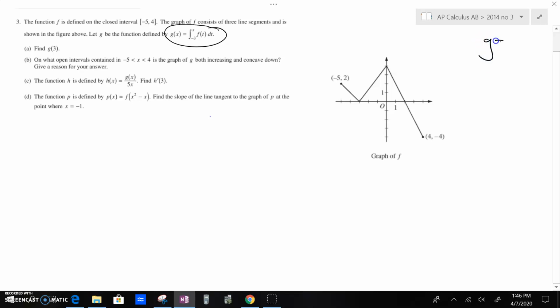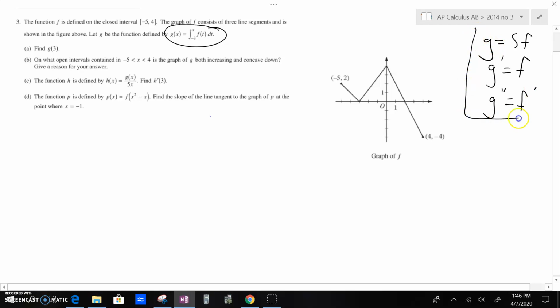So if g is the integral of f, if I take the derivative of both sides, g prime then is f. And if I take another derivative, g double prime, or the second derivative of g, is f prime. This set of stuff, I'm going to use some or all of it. I don't know how much, based on what the question's asking, but it's going to relate to this concept.